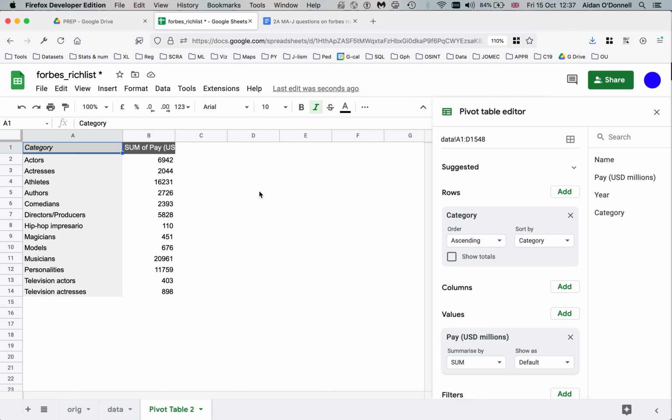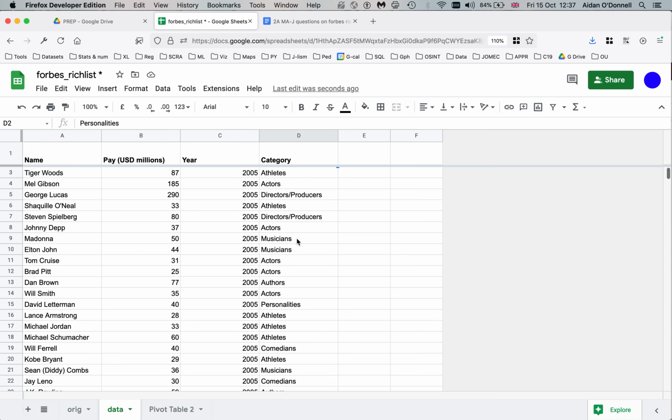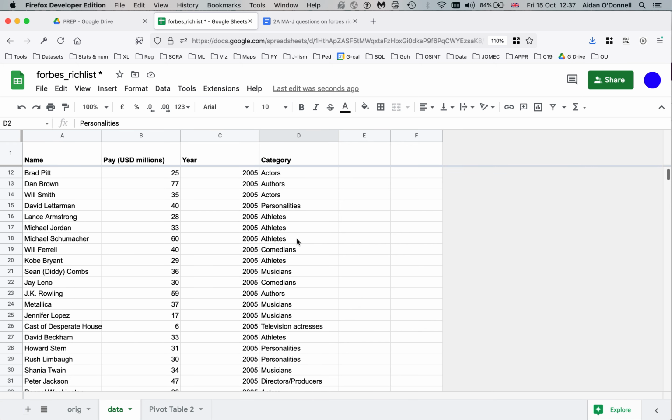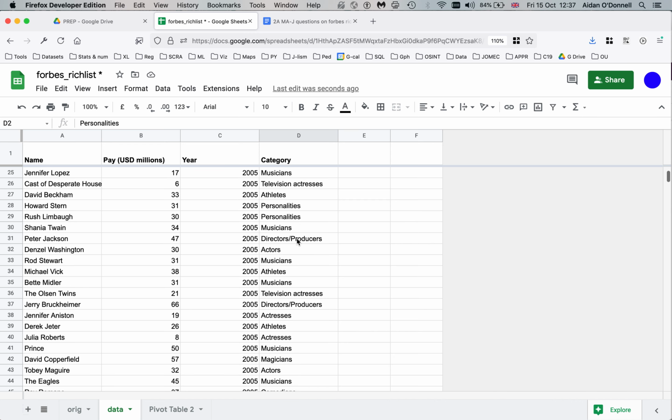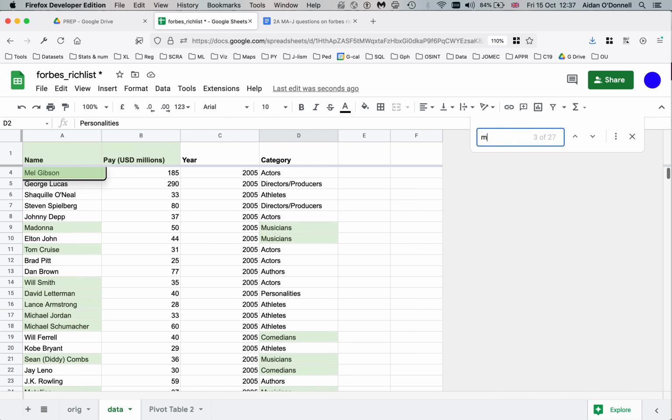Okay, so if you look at something small like models, 676, it has gone along through all of these, and it has said anytime it runs into model, which isn't very often, let's do a Control F.